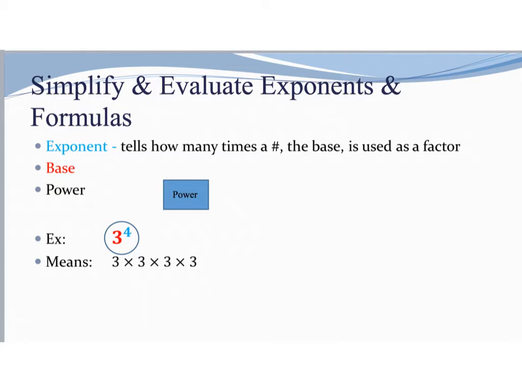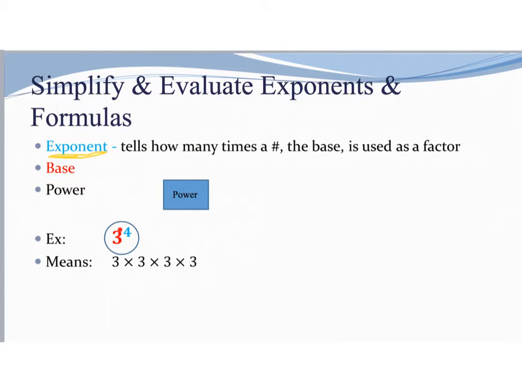So a power has a couple different components. First of all, it has what we call an exponent. The exponent is a number that tells us how many times a number, which in this case is going to be the base, is used as a factor. So you can see that our exponent in the example down below is this number 4 right here. It's a small number, raised up in the upper right corner. Then we have our base, and the base is the bigger number of our power. And then the power itself is this whole thing.